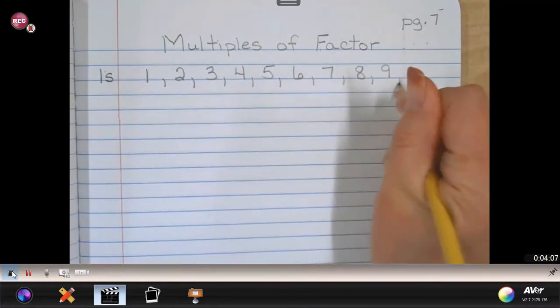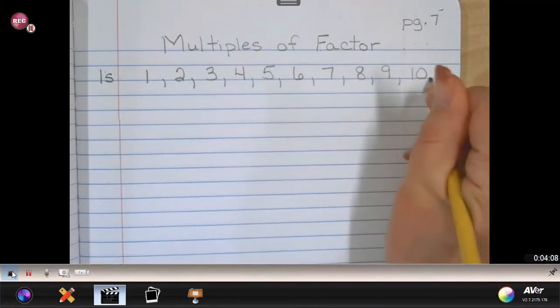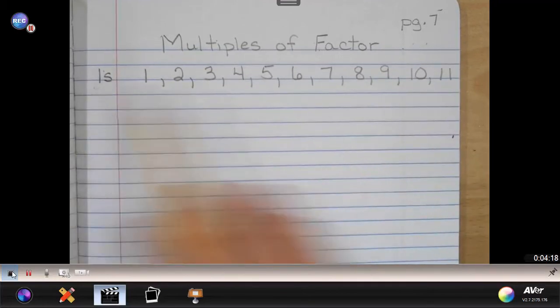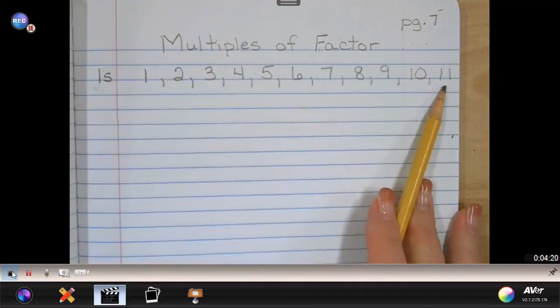I'm only going to go up to 10. Well, actually, let's go up to 11. I'm going to go up to 11 to show our multiples of 1 up to 11. So one group of 11 is 11, or 11 groups of 1 is still going to be 11.